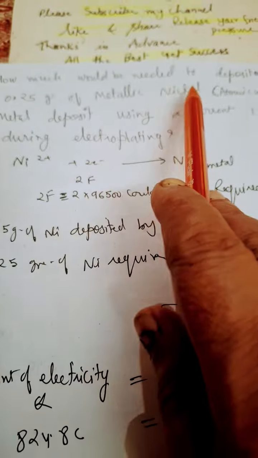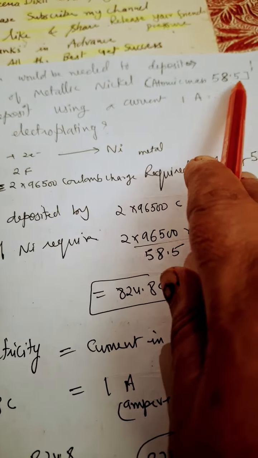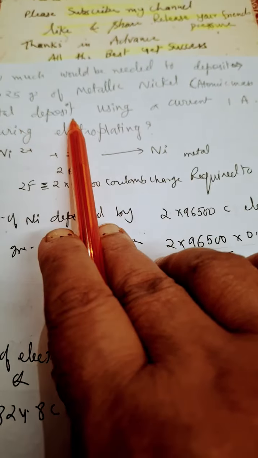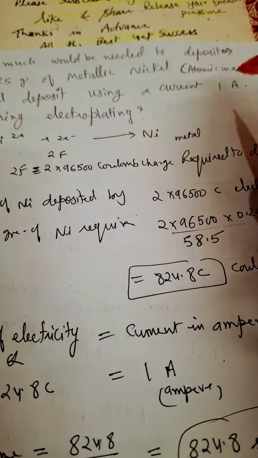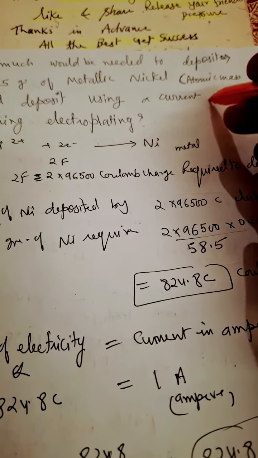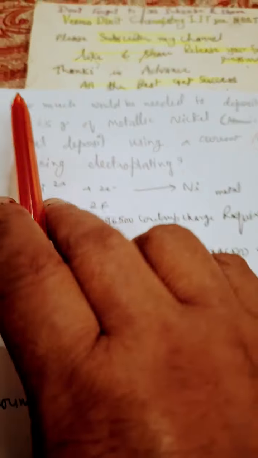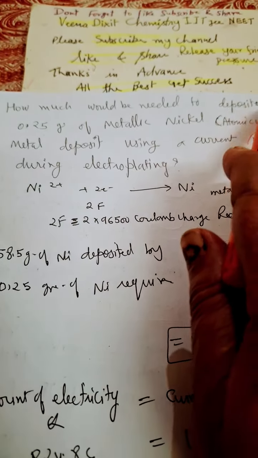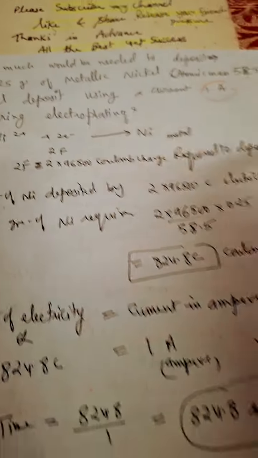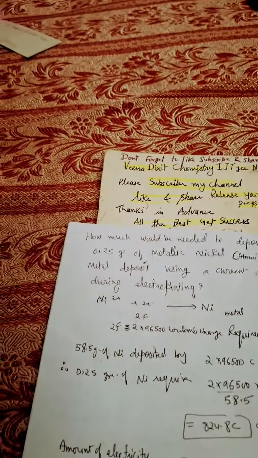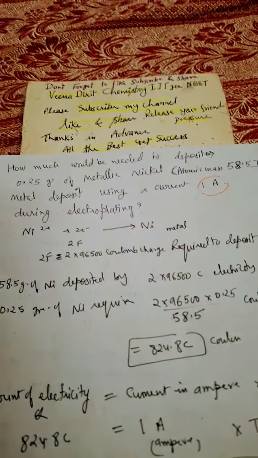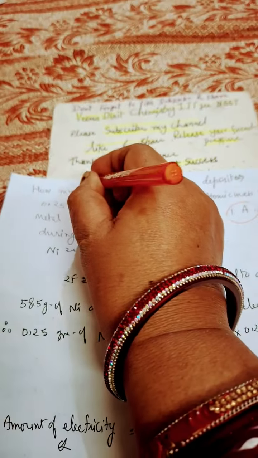0.25 gram of metallic nickel. Atomic mass of nickel is 58.5. Metal deposited using current. How much current is supplied? 1 ampere current during electroplating. So how much time would be needed to deposit? Here what we have to see is how much time we have to say.